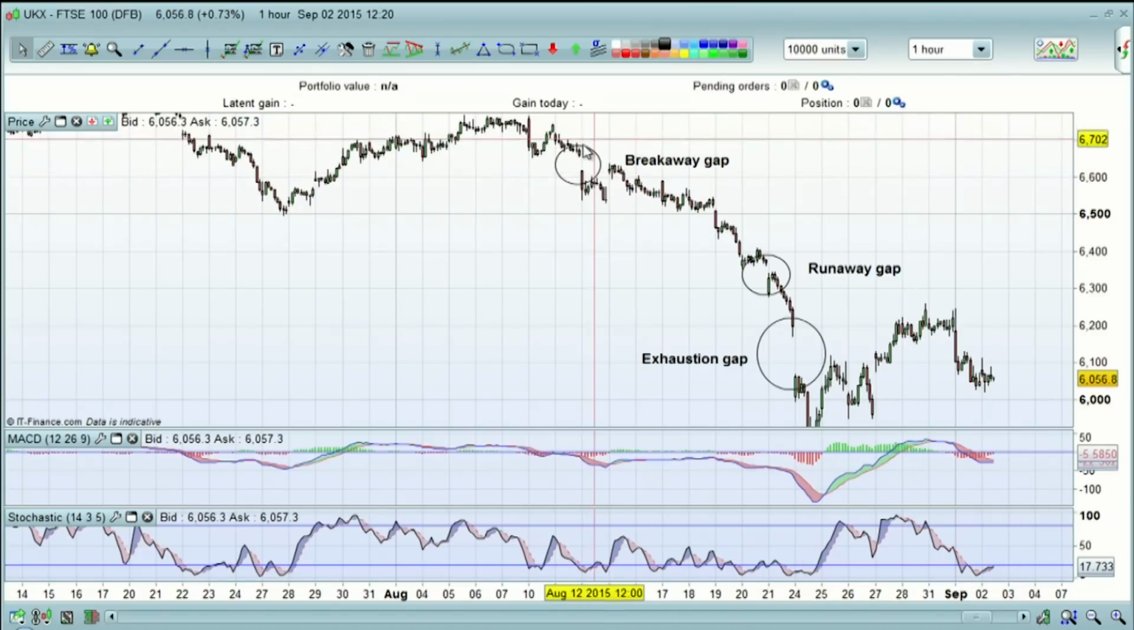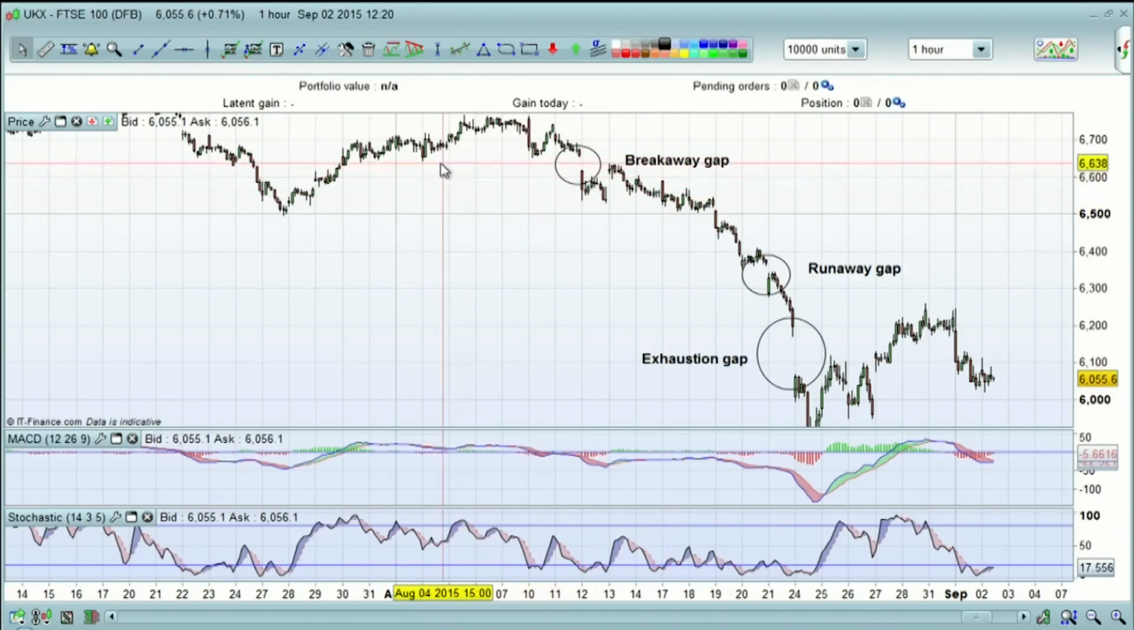Now the first of these is the breakaway gap. It comes after a period of consolidation where the gap either jumps through support or through resistance to then move into a trending market. On this occasion, we've got support around about 66.50. The price jumps through that, the gap isn't closed, and we move into a downward trend, and that is all starting from the breakaway gap.